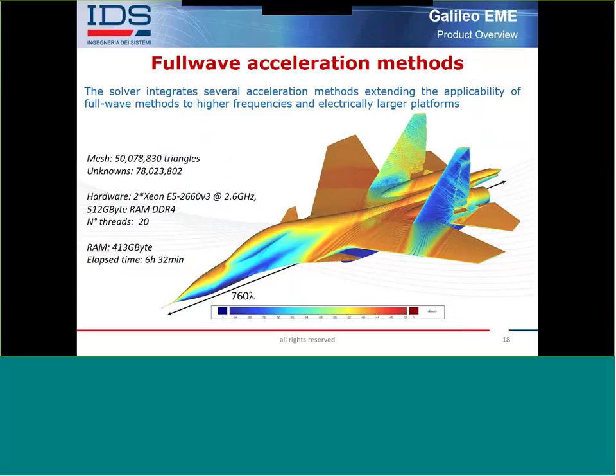In Galileo EME, we can analyze huge platforms with asymptotic solvers, but right now we have also reached a quite good level for analyzing quite big size targets also with a full wave method. In this case, I have shown the structure current computed with our multi-level fast multipole method, and I think that this target has a size that could be quite impressive for a full wave method. It's something like 760 lambda.